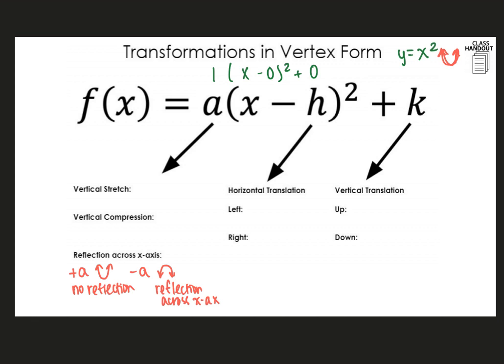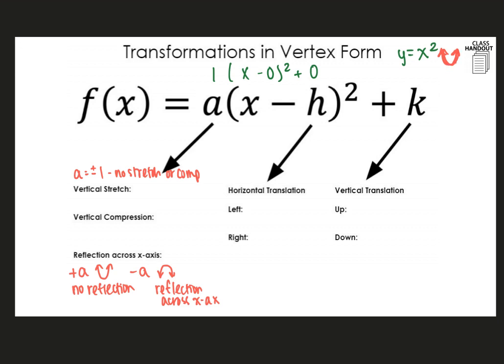What we haven't discussed yet is how changing the value of a actually affects the parabola in terms of what it looks like. Well, we know that when a is equal to either positive or negative 1, we're going to say that there's no stretch or compression. Because again, going back to our parent function, y is equal to x squared, in our parent function, a is equal to 1. So if a is equal to positive or negative 1, there's not going to be a stretch or compression.